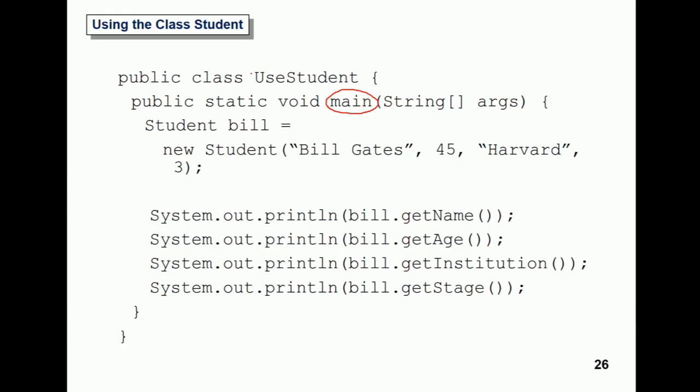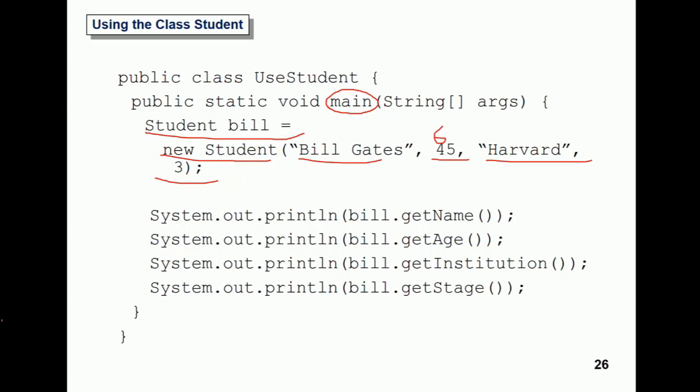So here within our main method, we're creating a Student bill is equal to new Student, and we're giving it its main values. So the name is Bill Gates. Apparently he's 45. He should be about 65. So 45. He's from Harvard University and he's in stage 3. Maybe that's his age when he went to university. Looks a bit strange though.